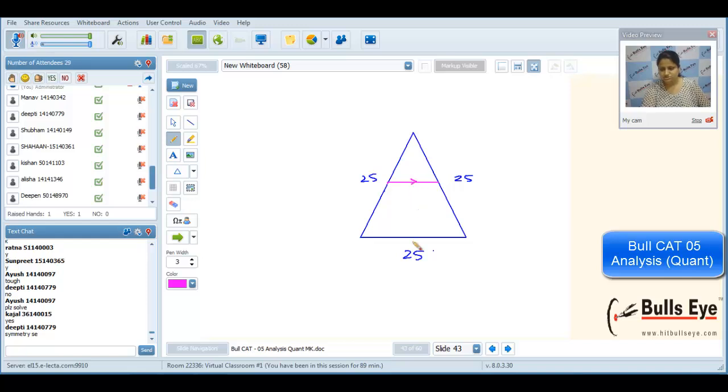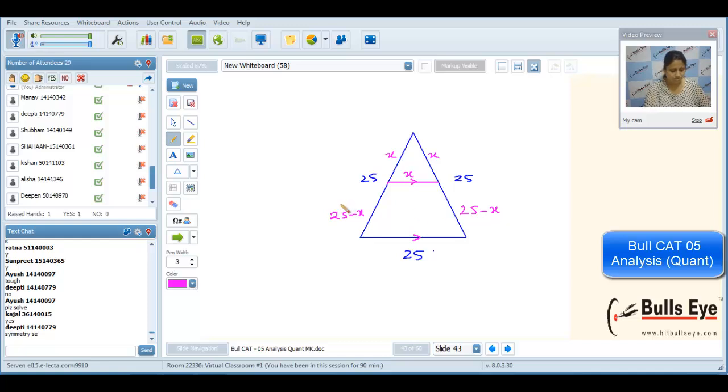Of course, these two lines should be parallel. Then only we can get a trapezium. The upper part is a triangle, and it says that it is an equilateral triangle. So I'm taking it as x, x, x. It will give you 25 minus x, and this is also 25 minus x.